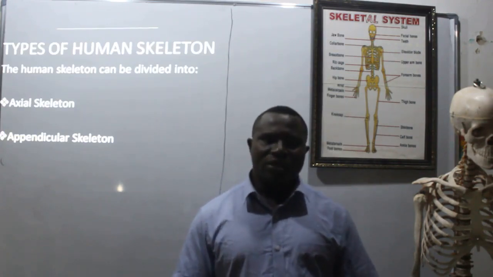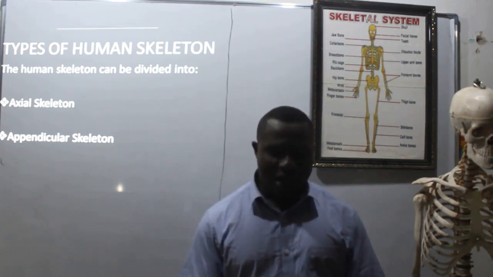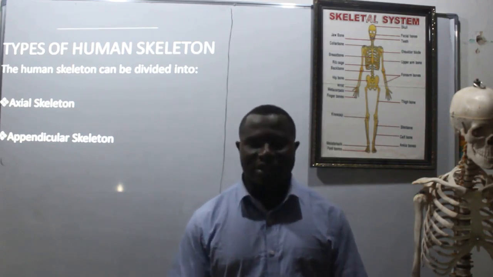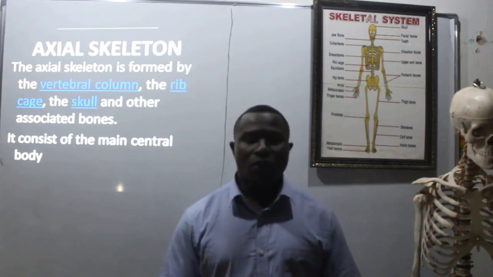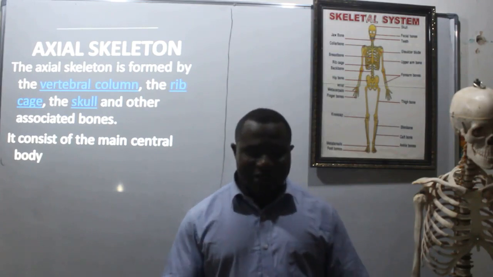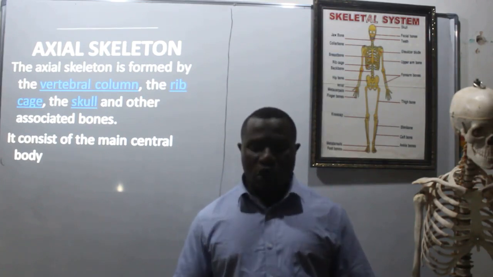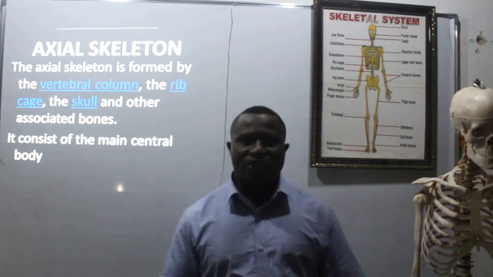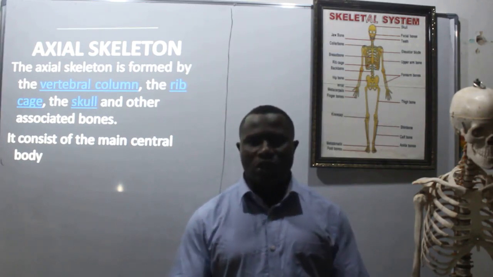We have different types of human skeleton, which are two in number. One, we have the axial skeleton. Two, we have the appendicular skeleton, and we are going to look at them one after the other. What is the axial skeleton all about? The axial skeleton is formed by the vertebral column, the rib cage, the skull, and other associated bones, such as the lumbar, the coccyx, and the sacrum. It contains the main central part of the body.